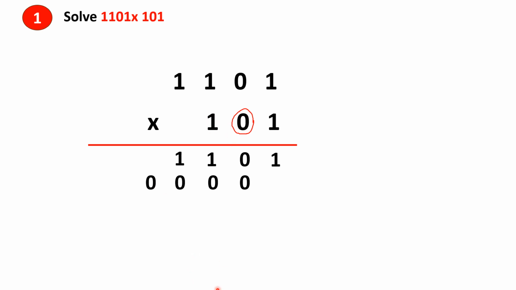Next, take this 1 and multiply it with each of the bits in the multiplicand. So 1 into 1 gives 1. So we will start writing from the third position here. Next, 1 into 0 gives 0. Then 1 into 1 is 1. Then again 1 into 1 is 1. So now we have to do binary addition, and binary addition is done column wise. So let's proceed with it.